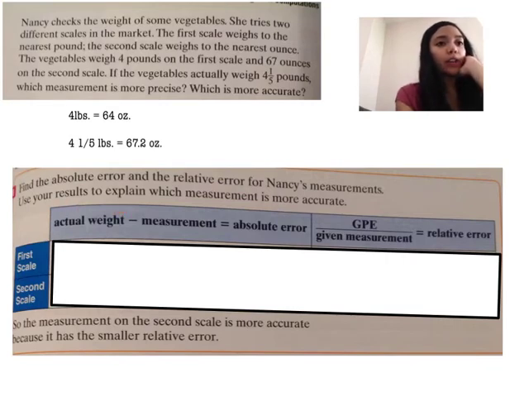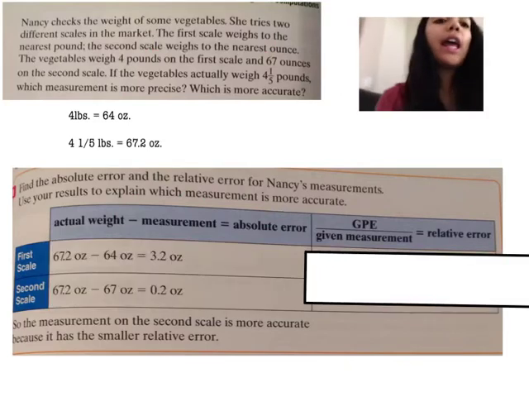For the first scale, your actual weight is 4 pounds, but you need to make sure that it's in ounces. And I give it to you because there are 16 ounces in 1 pound. And then minus the actual measurement equals absolute error. So go ahead and pause the video and try to see if you can plug in the numbers to find the absolute error.